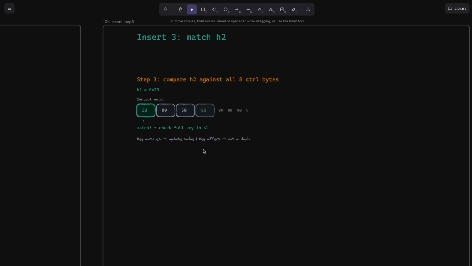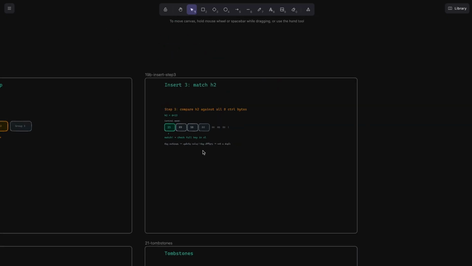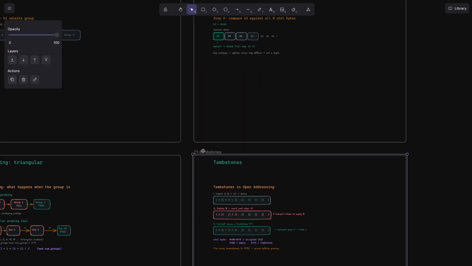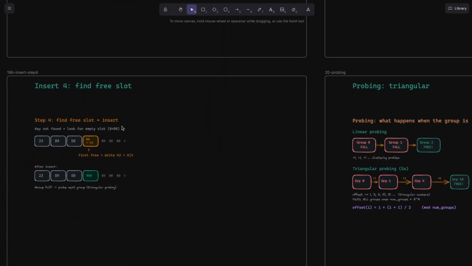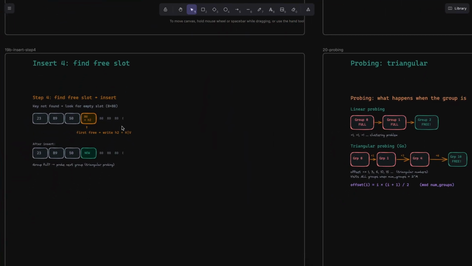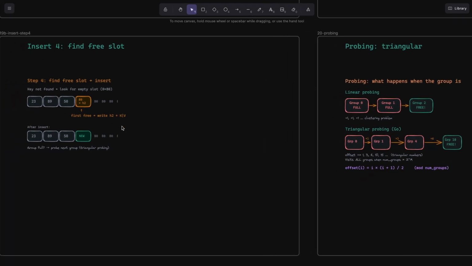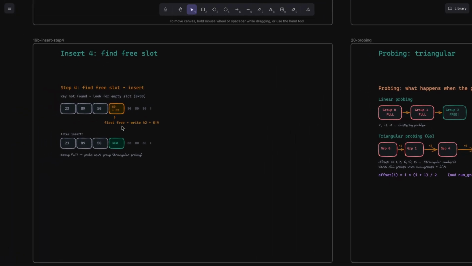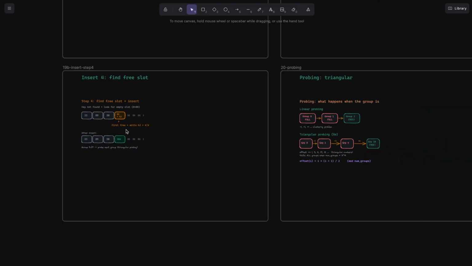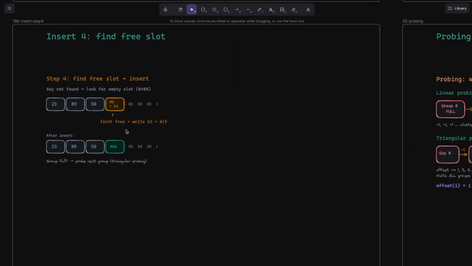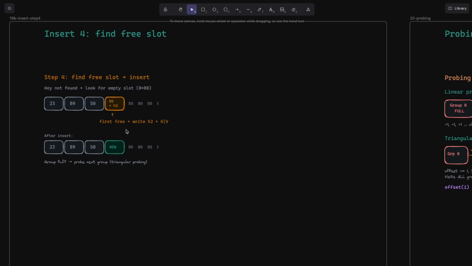Step 4, run that parallel match for h2 against the control word. If something matches, compare the full key. Maybe you're updating an existing entry. In our case, nothing matches, so this is a new key. Step 5, find the first empty slot, the one marked 80, write the fingerprint into the control word, and write the key and value into the slot together. And that's it. Every step is just shifts, masks, and one parallel compare.